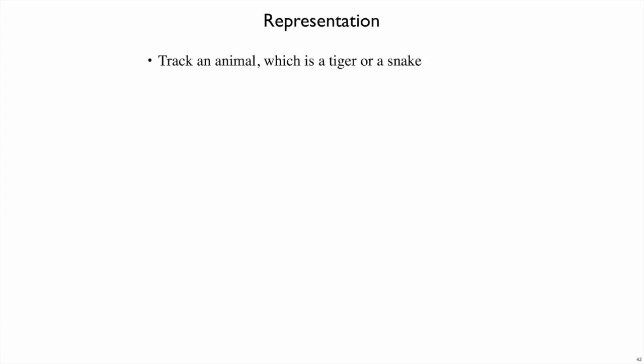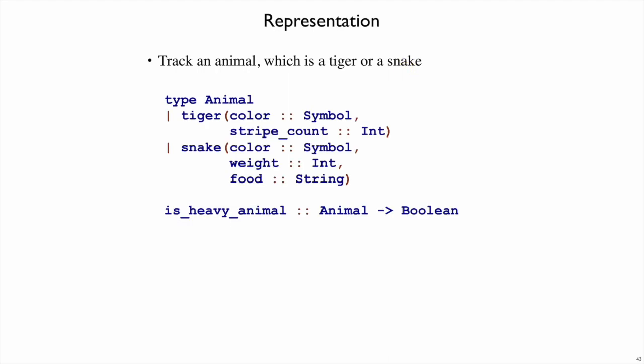Suppose our programs needed to deal with other kinds of animals, but only tigers or snakes. In this case, in our representation step, we're going to notice the "or" there, that there are two different kinds of things we want to work on, and so that means a type with multiple constructors, or exactly two constructors, since we have tiger or snake.